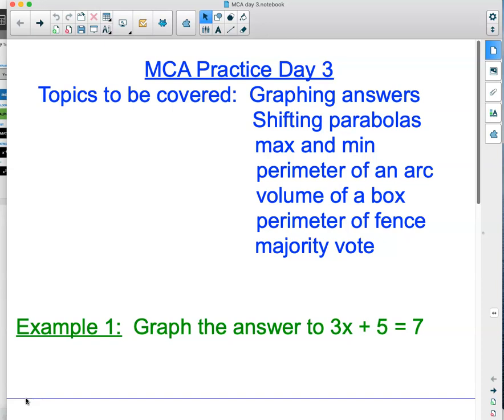Max and min, we did that as well. Now there are two ways to do it. We could find the maximum or the minimum of a parabola by using algebra to figure out where the vertex is, because that's always the maximum and the minimum. Or we could use a graphing calculator for it. So two ways to go with that one.